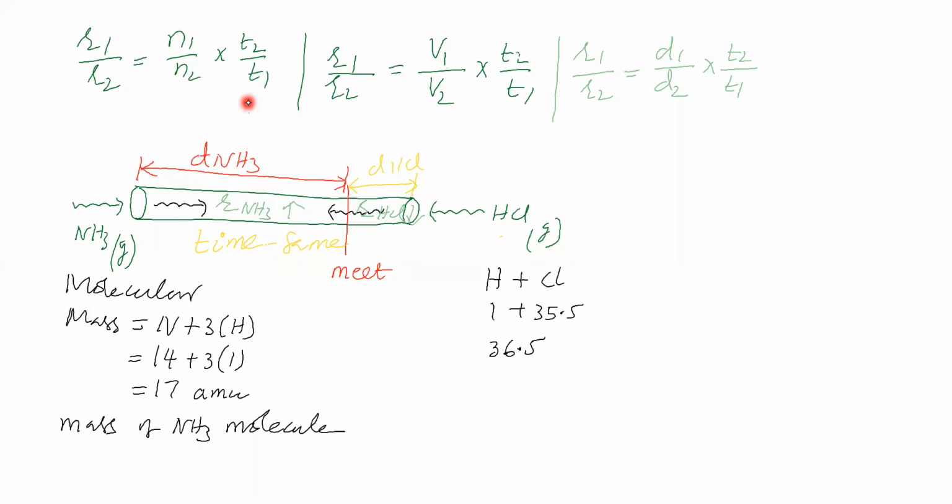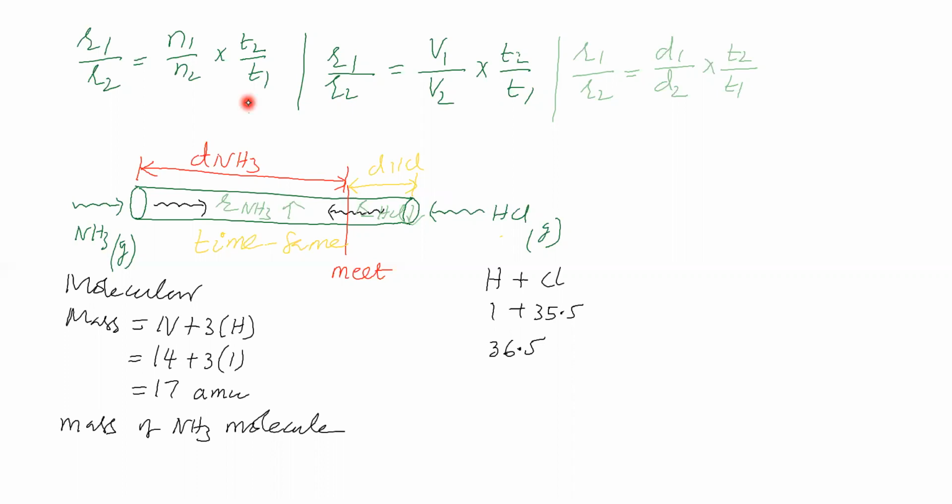Next, let us see the relation between rate of diffusion and molecular mass. We will see the rate of diffusion of ammonia and its molecular mass, and the rate of diffusion of HCl and its molecular mass. The molecular mass of ammonia is less when compared to HCl, and the rate of diffusion of ammonia is more when compared to HCl. So, when rate of diffusion is high, molecular mass is low; when rate of diffusion is low, molecular mass is high.